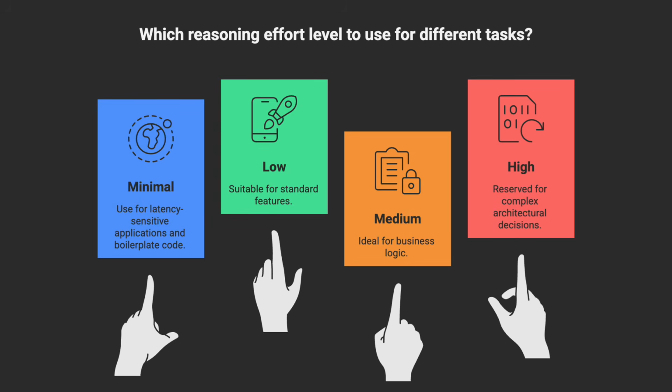The reasoning effort parameter now includes minimal for latency-sensitive applications. Most developers use the default for everything, but now we can use minimal for boilerplate code, low for standard features, medium for business logic, high for complex architectural decisions.